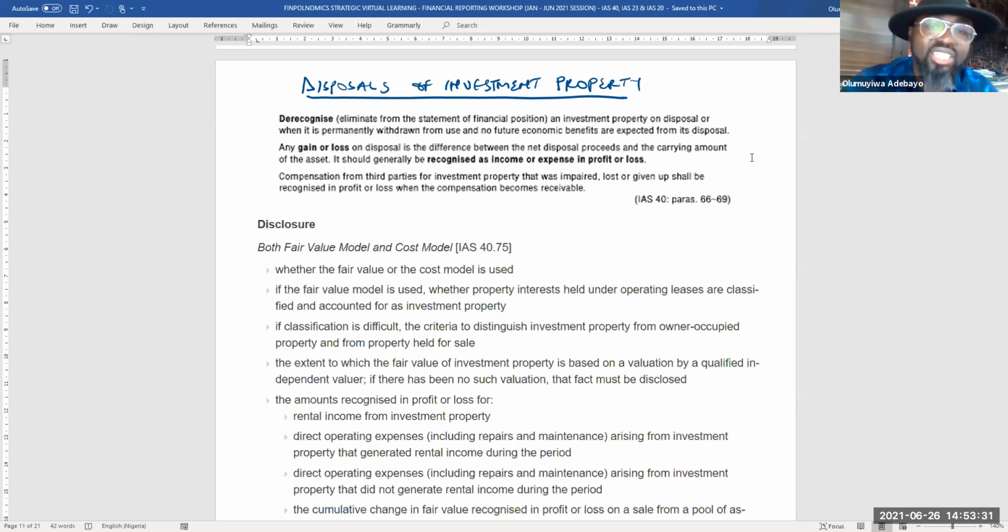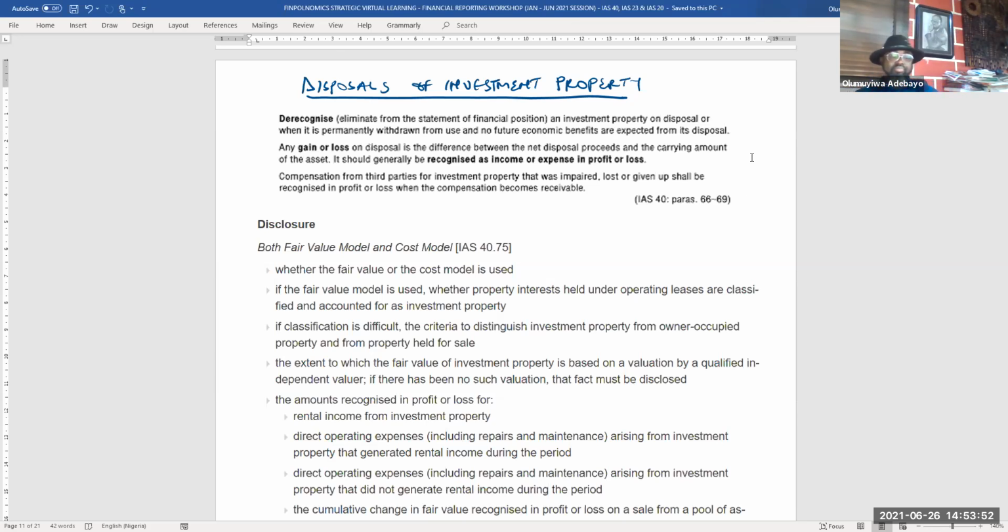You know, disposal could be when you sold off an asset, or it could be deemed disposed when you abandon such an asset because it no longer has future economic use, which means you have withdrawn it from your economic or commercial usage.